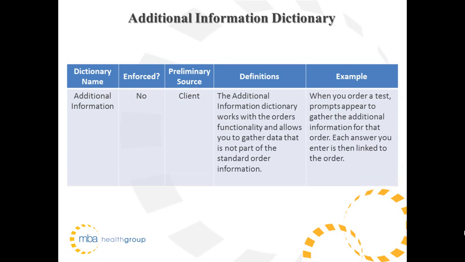In this presentation I will be discussing its relationship with the following 2 dictionaries. Additional information is not an enforced dictionary, but it does contain enforced entries delivered by Allscripts. Additional information dictionary contains questions that are used for gathering additional information about orders that is not part of the standard order information.